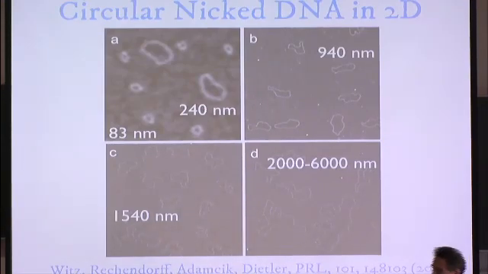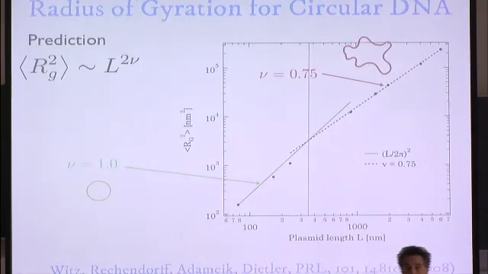And now we can do what I showed you before. We calculate the radius of gyration for these different plasmid lengths, and we can plot this in double logarithmic scale. You see here the small plasmid, a little bigger, and up to the maximum of 6,000 nanometers. And then you see immediately that there is not one single power law, but there are 2 power laws. One with nu equal to 1, and one with nu equal to 0.75. And what is the explanation of this?